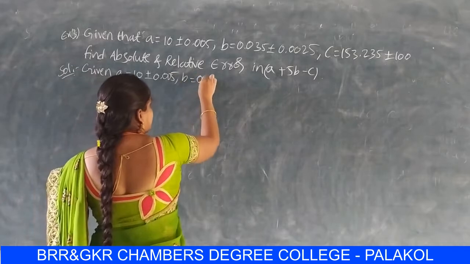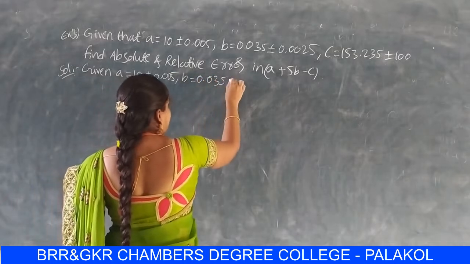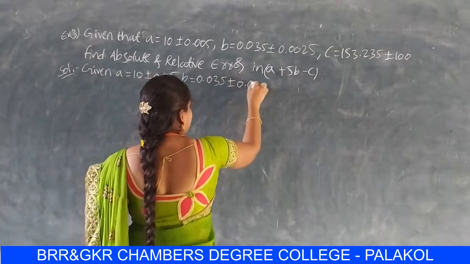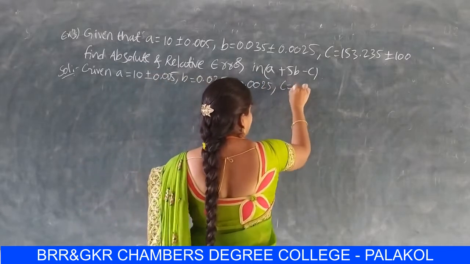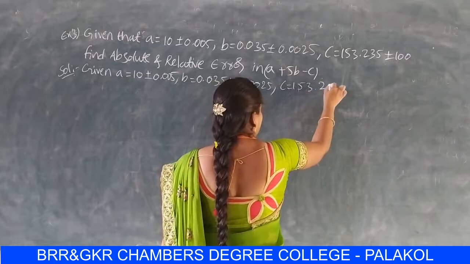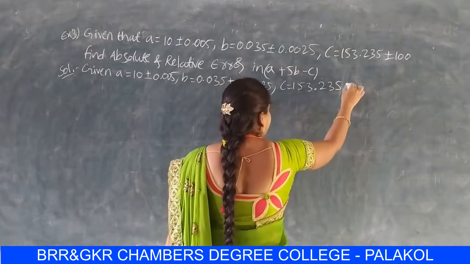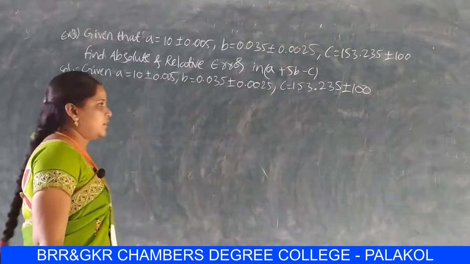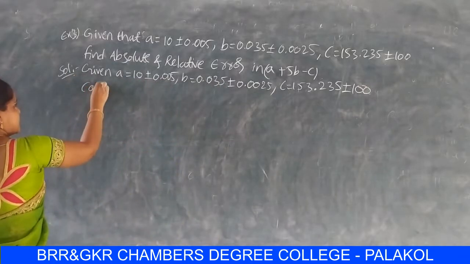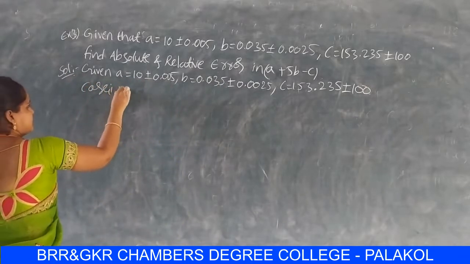B is equal to 0.035 plus or minus 0.0025, and C is equal to 153.235 plus or minus 100. So now let us start with the first case, case 1.